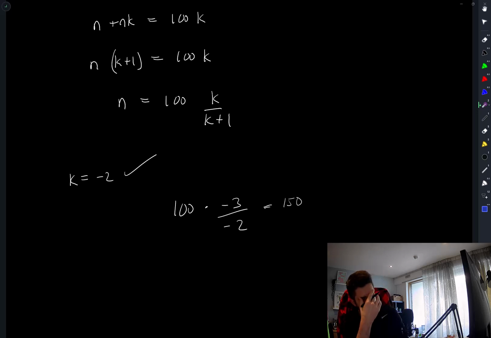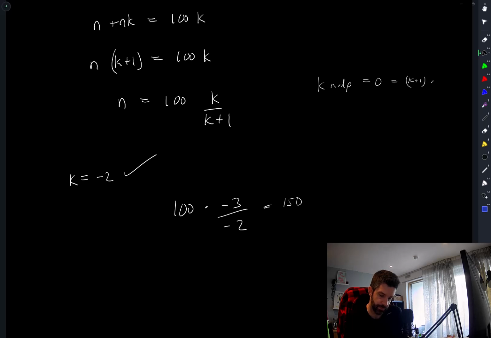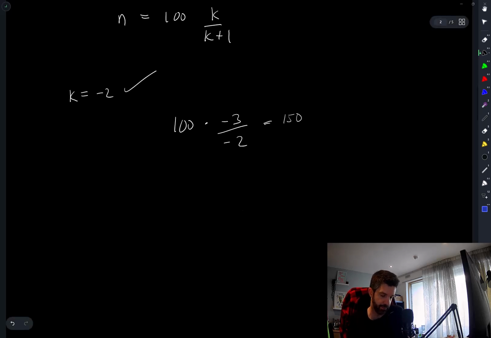Can k and k plus 1 ever have prime factors in common? No. If they had a prime factor in common, then k mod p is equal to 0, which is equal to k plus 1 mod p, and I have 1 is equal to 0 mod p. I should just know this, right? But it's been a long day.